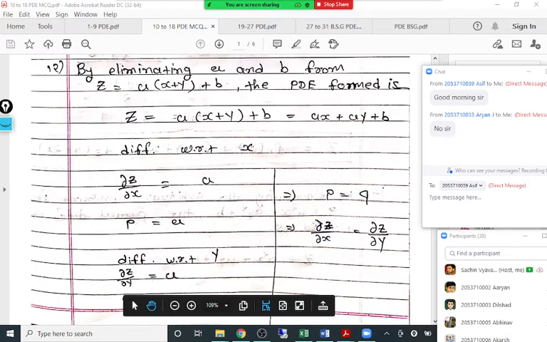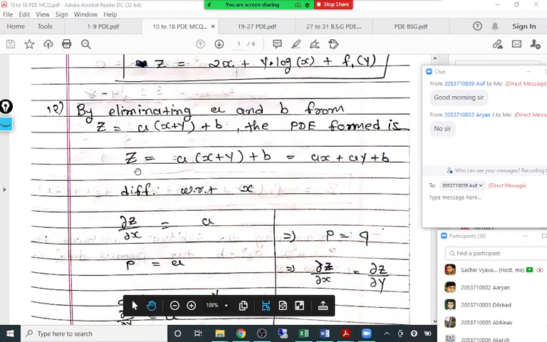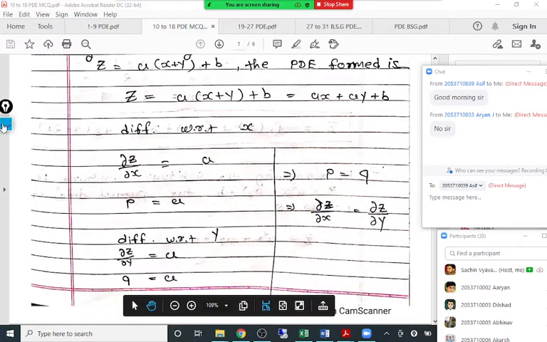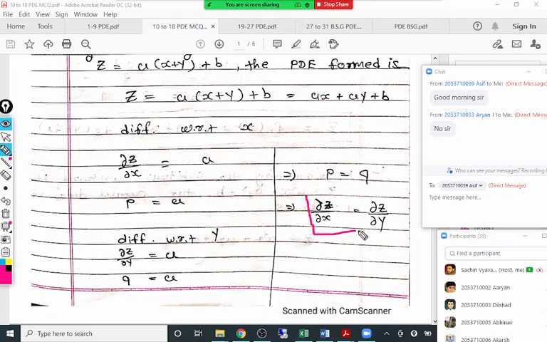Very simple. You'll observe, you take dou z by dou x, you get a. Dou z by dou y is also a. So obviously you get the equation. If you find the relation between them, so p is equal to q. So the differential equation is here. This is the answer. P equal to q. This is the differential equation corresponding to, you can write it in the form of p and q.